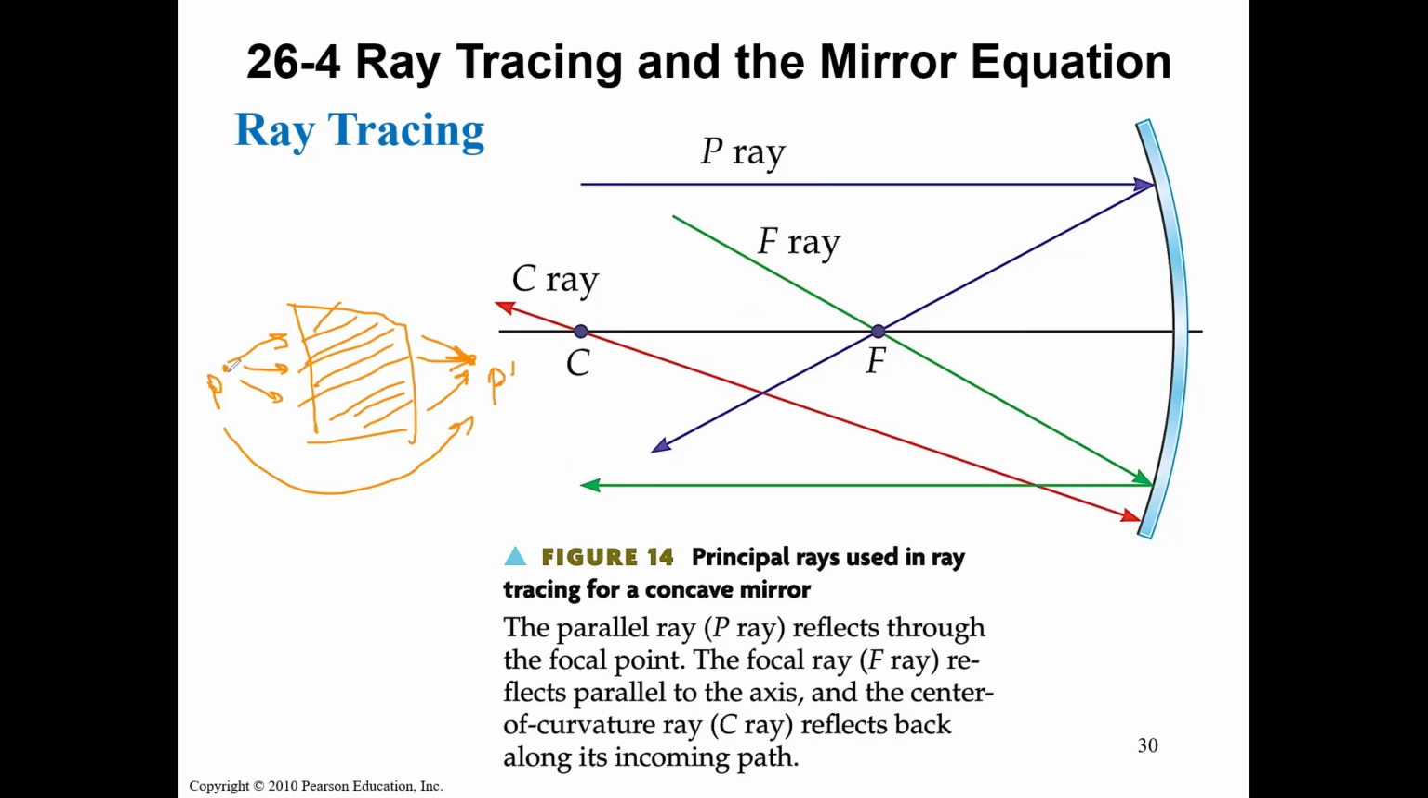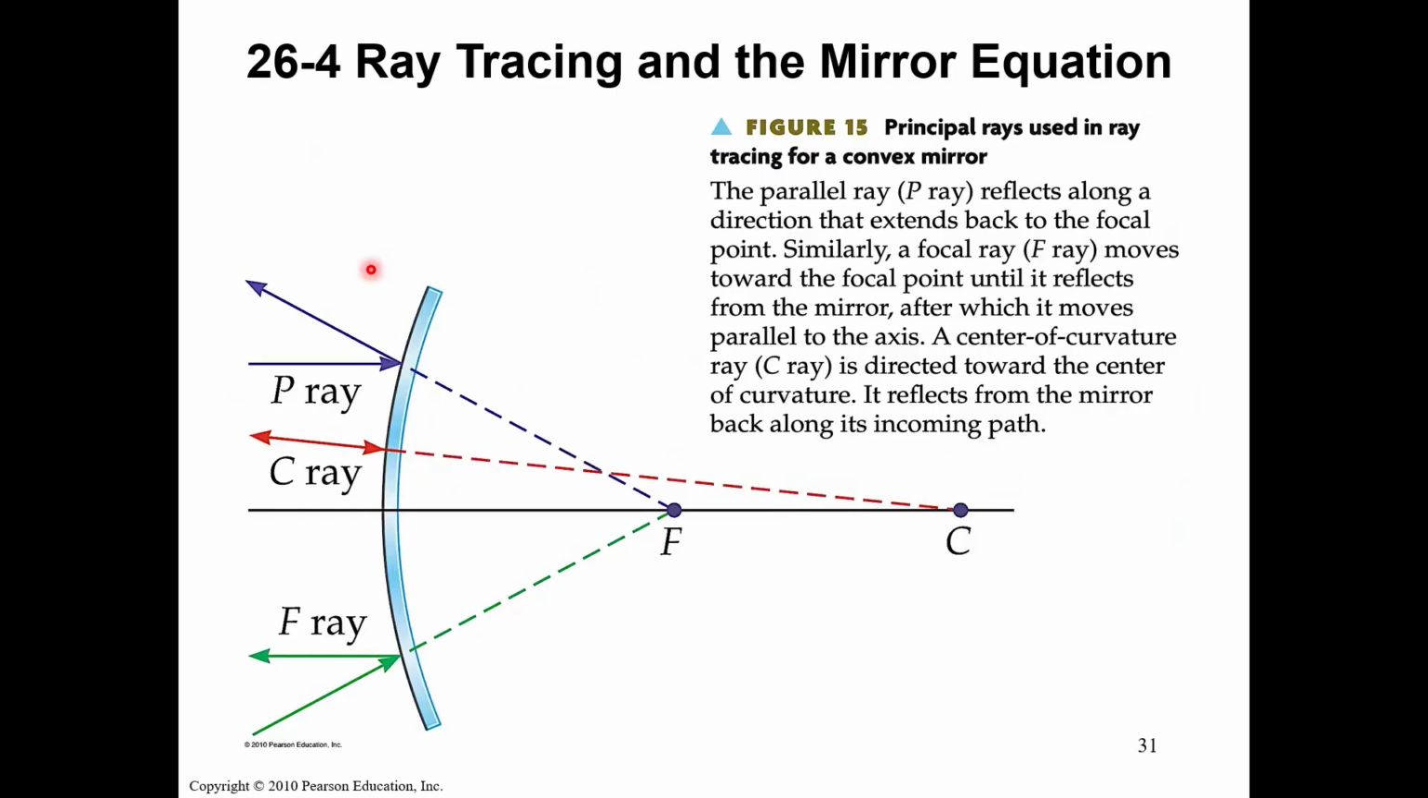And if we have an object, we can do this for every point in the object. We can call it P, and it will form an image in the position of P prime, and then we know this whole object is forming an image here. So how do we do this for a concave spherical mirror? We're going to talk about that very soon.